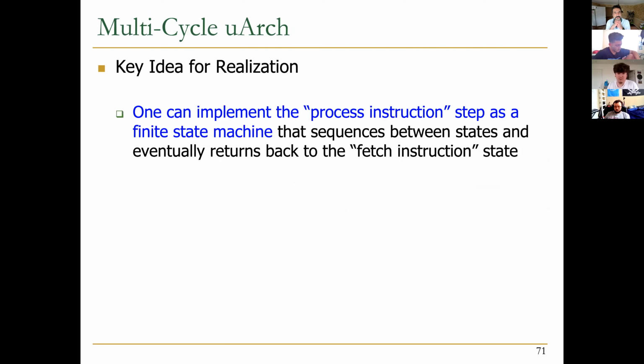And the key ideas are few, right? Instead of having one cycle to transition the architectural state, we could have a finite state machine that sequences between several states. And these states are actually defined by the control signals. So transitioning between different states is one of the key ideas which enable us to realize multi-cycle, and you will see what a state means when you see an example.